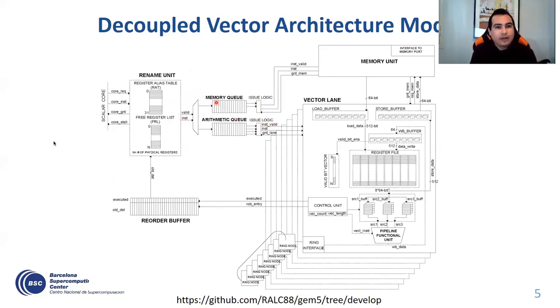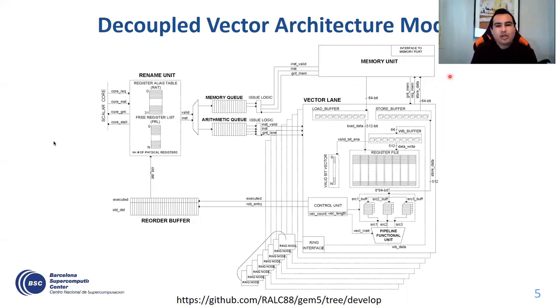The queues can be configured with the number of entries, and we can also configure the issue scheme. It can be an in-order issue scheme or an out-of-order issue scheme. The memory queue sends instructions to the memory unit. The memory unit is in charge of executing all the memory operations. It also includes the interface to the memory hierarchy. In the memory unit, a memory port is defined which can be connected to the L1 cache or to the L2 cache, and it depends on the design.